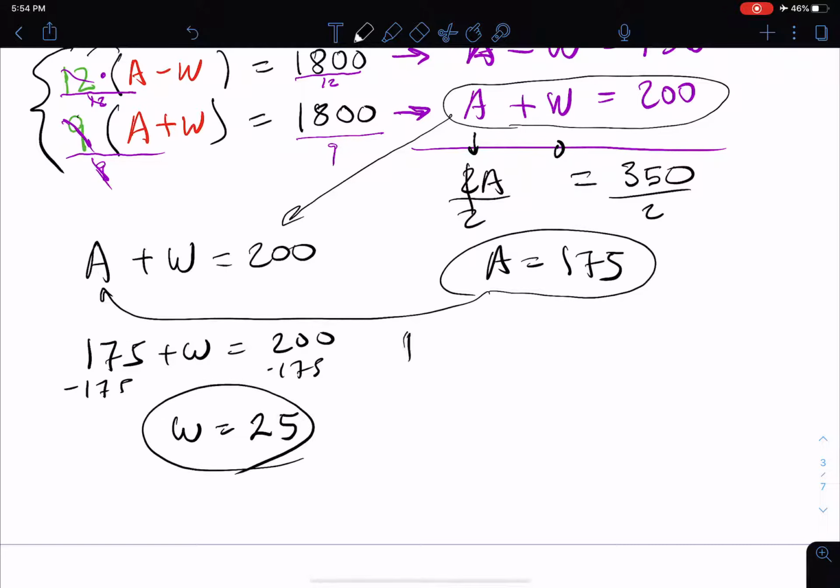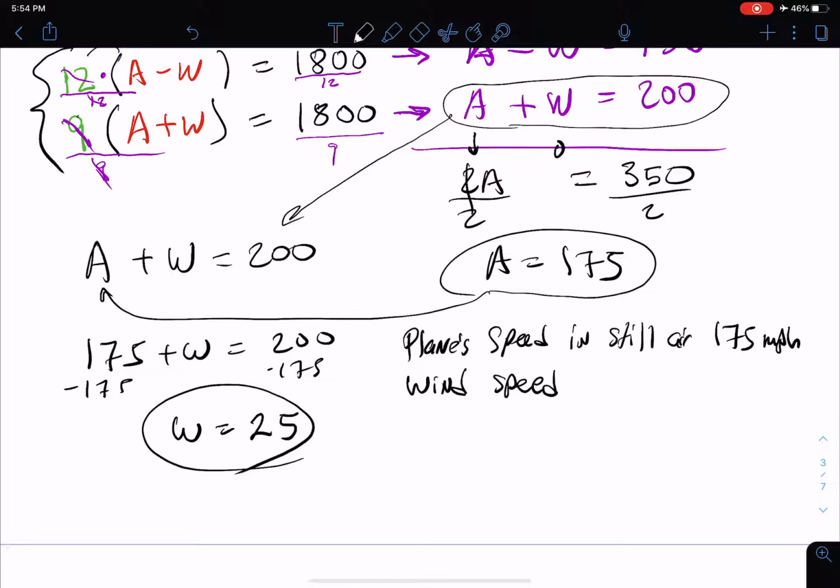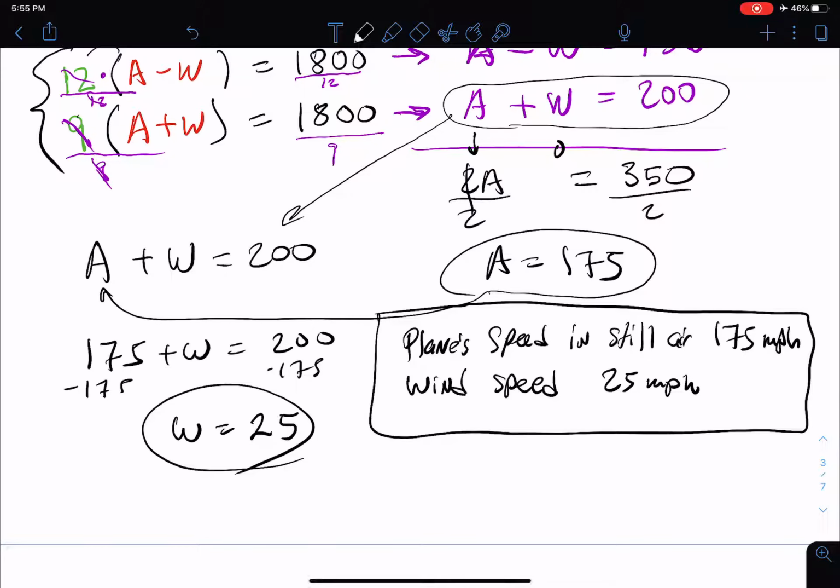What's the answer? The plane's speed, and that's in still air, is 175 miles per hour. And then the wind speed, I had a colleague that said a student wrote down on the answer, wind speed in still air. Well, wind speed in still air, that's 0. Well, no, so wind speed is actually, in this case, 25 miles per hour. And there we go, got it. Check, check, check. Let's look at the next one.